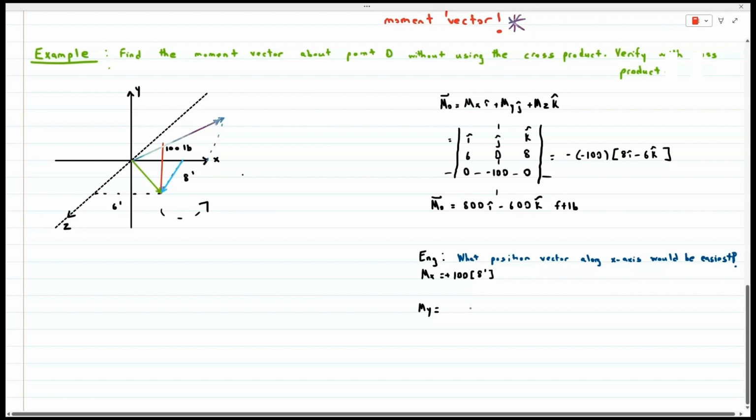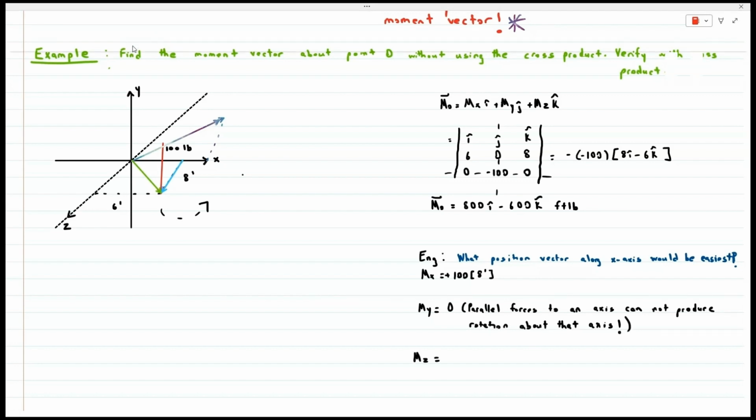What about My? Parallel forces to an axis cannot produce a rotation about that axis. So there is no moment produced about the y-axis. And that kind of makes sense. There's no way that that force can rotate around that axis.